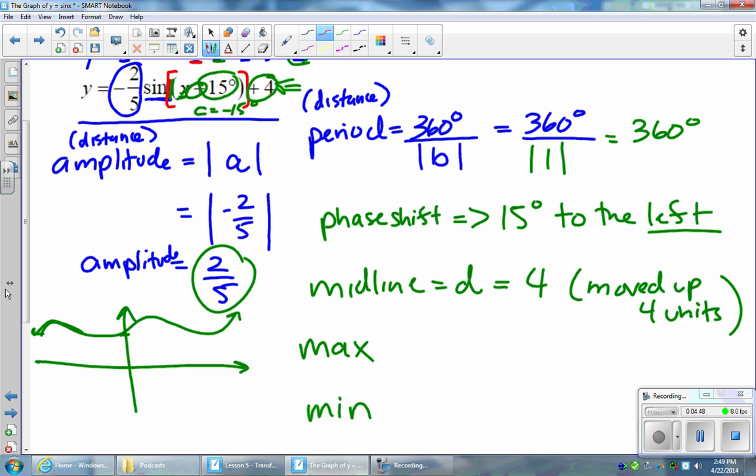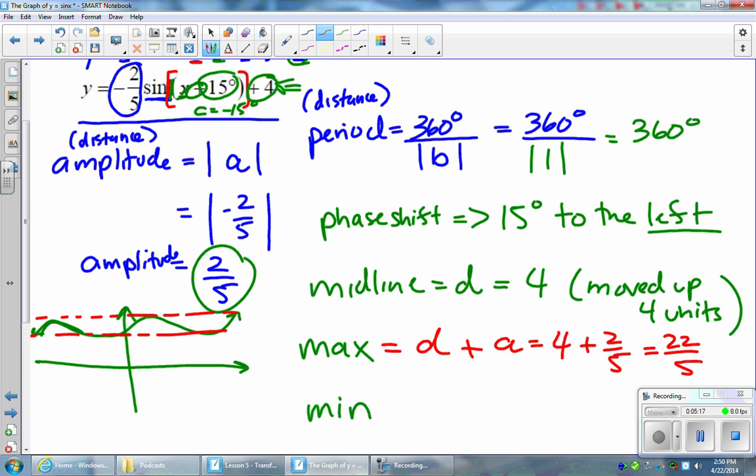I need to find the range, so I need to find out what is the maximum point and what is the minimum. That will tell me what my range is. To find the maximum, you take your d value, which is your midline, and you add your amplitude. So let's add our amplitude to our d value. My d value was 4, my amplitude was 2 over 5. So therefore, I get 22 over 5 as my maximum value.